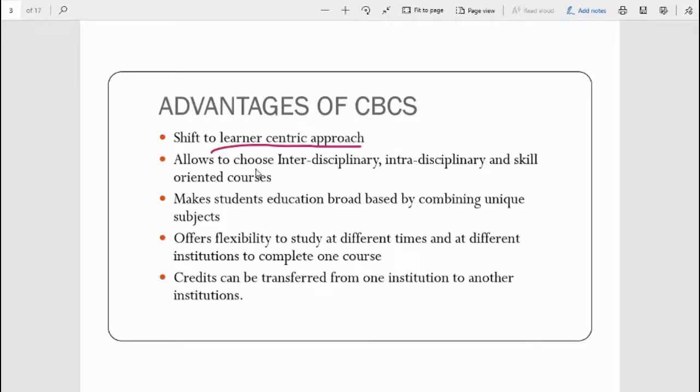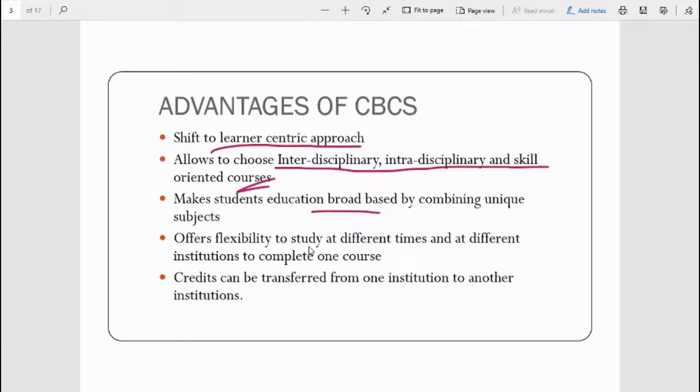The other advantage is that it allows you to choose interdisciplinary, intradisciplinary and skill oriented courses. It is flexible in nature, so you can explore various disciplines and course subjects. Because of this flexibility it gives a broad base.